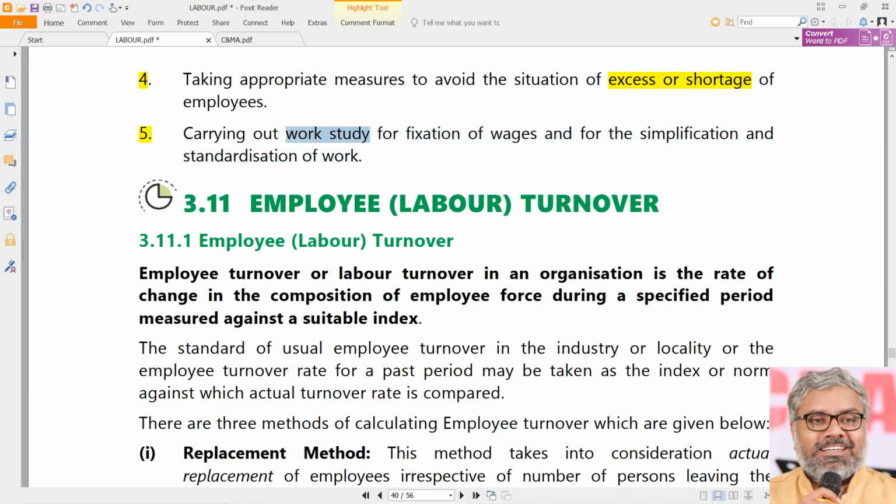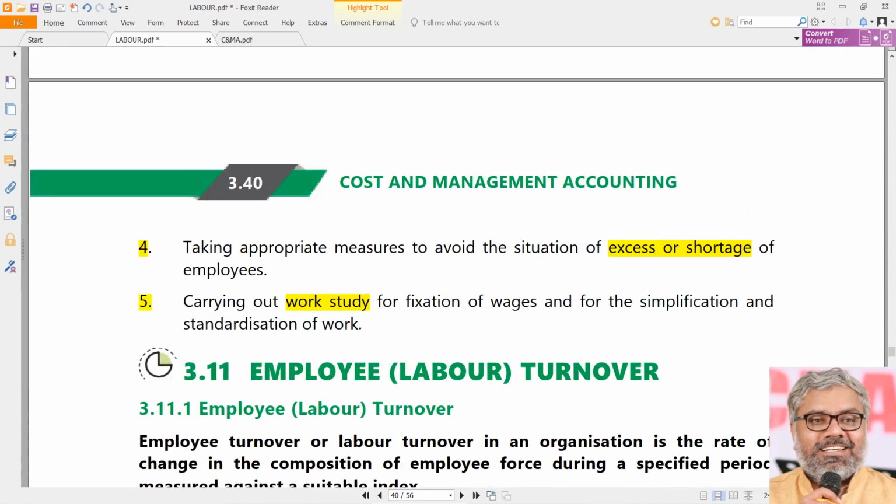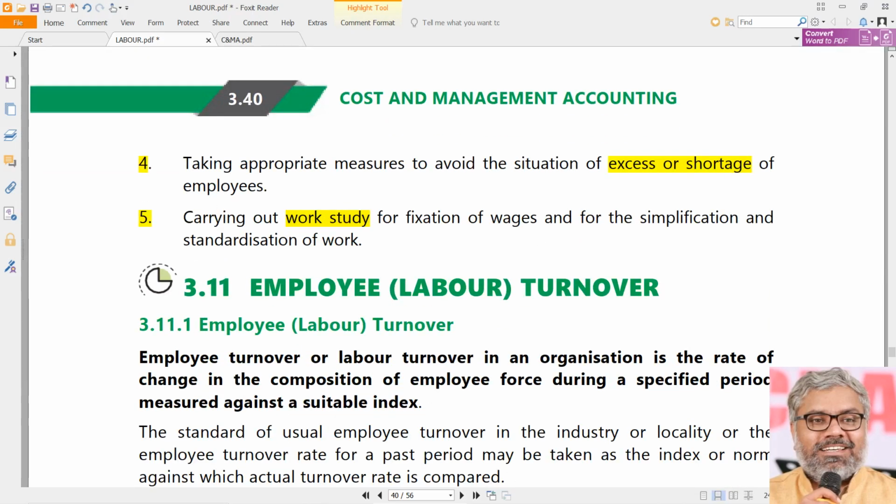And also carrying out work study for fixing the wages and simplification and standardization of work. Work studies and motion studies, time studies are very important. Once again, we don't do them. Those are all technical things. For a particular job, how much time a particular person should take, and what is the movement of materials and other things within the organization will be studied by a technical group of consultants generally, and they will come out with, for a particular job, how much wages can be fixed, and how the work can be simplified or standardized. Those are all part of work study, time study, and motion study, we can call them.